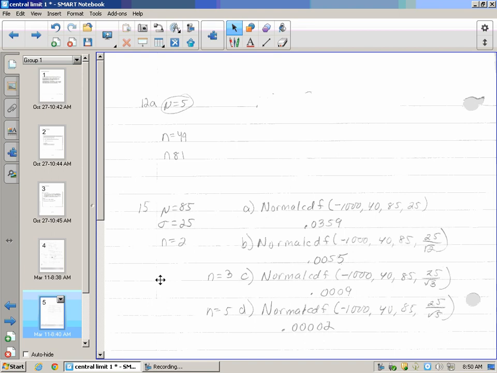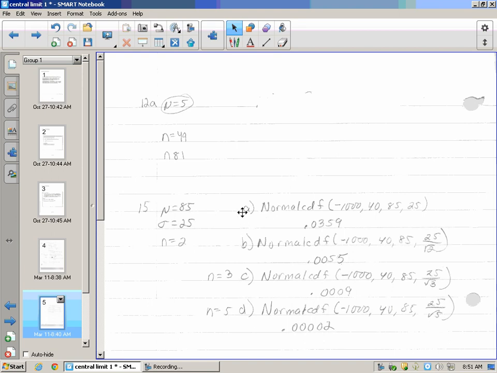Then we're going to go into 15. 15A asks what's the probability that a single test x is less than 40. Here they did not give you a sample, so it's the old way. On B, they give you a sample size and they give you a hint. They tell you to use the central limit theorem, and to do it over the square root of 2, where they gave you the sample size. So you just have to see the difference.